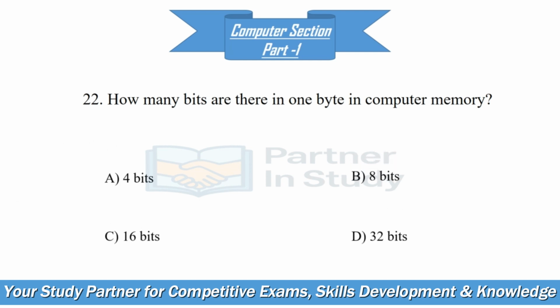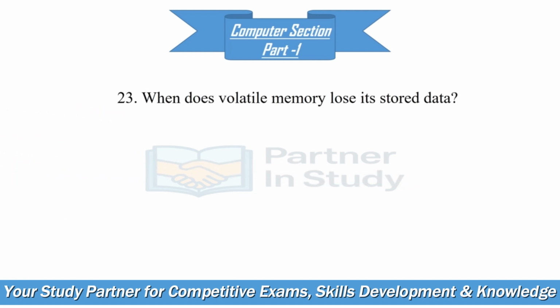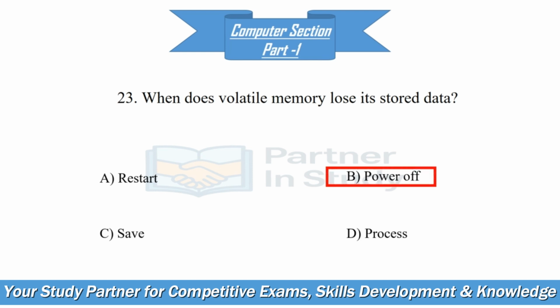How many bits are there in 1 byte in computer memory? The right answer is option B, 8 bits. When does volatile memory lose its stored data? The right answer is option B, power off.